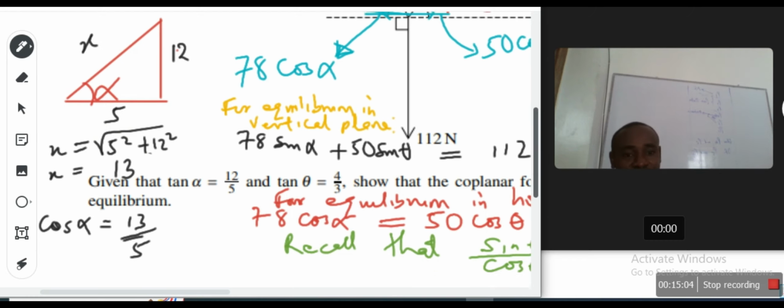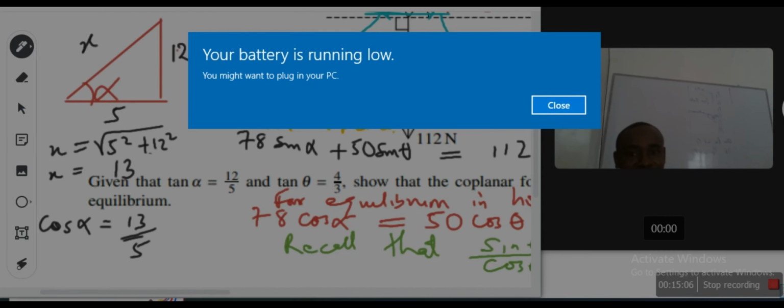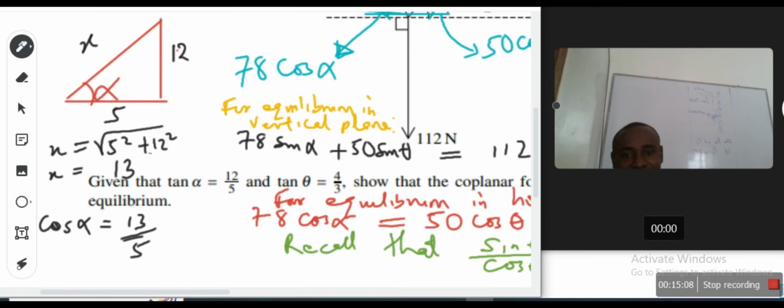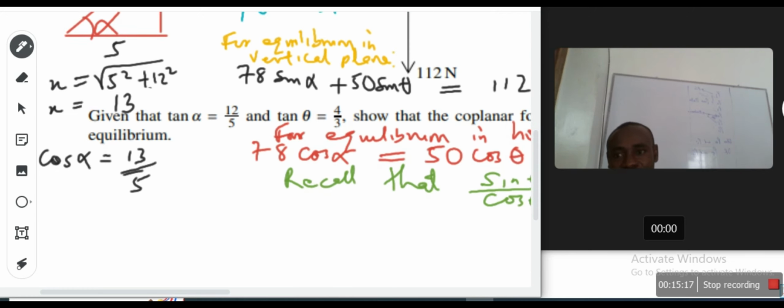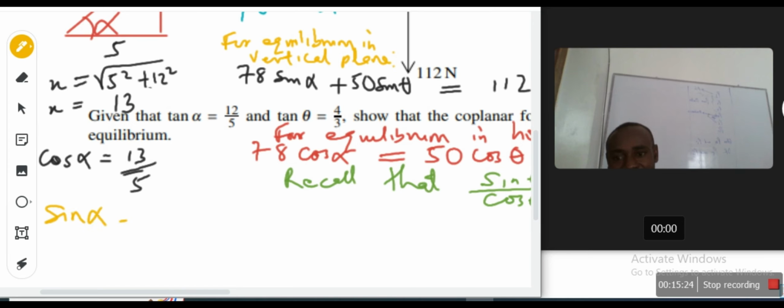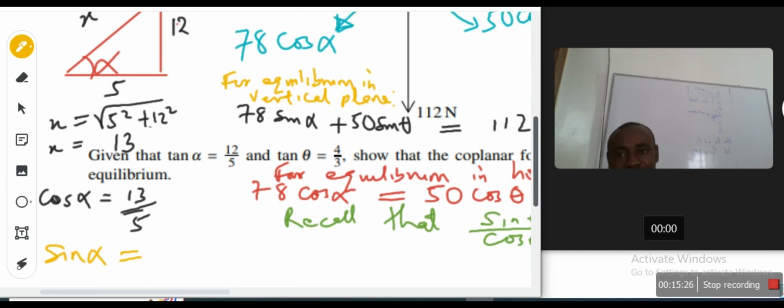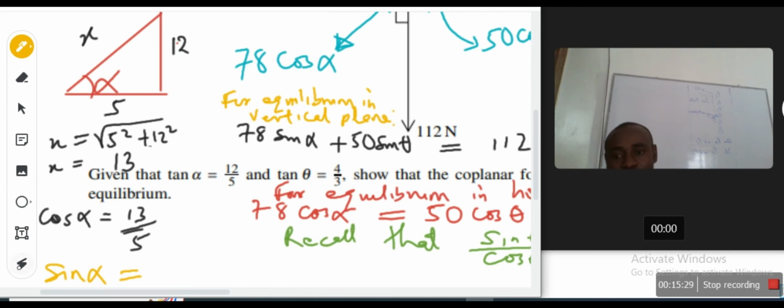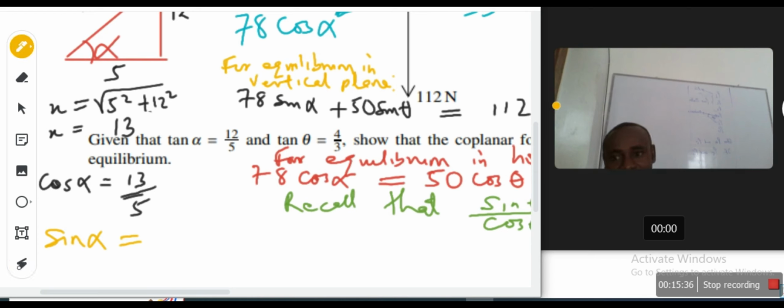Do the same thing for, did you understand this? Do the same thing for the one for tan theta. Can we draw it and get it for tan theta? By the way, what's sine? Let's get sine alpha. Sine is opposite over hypotenuse, isn't it? Which is what over what? 12 over 13.